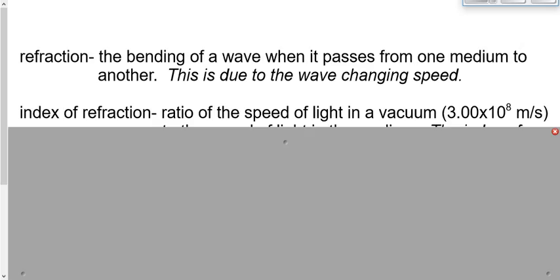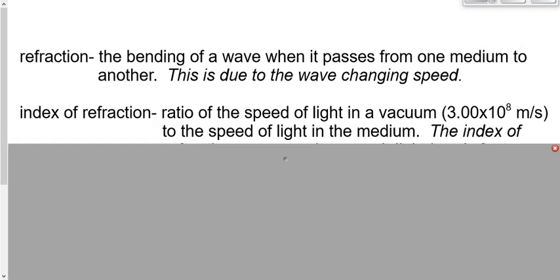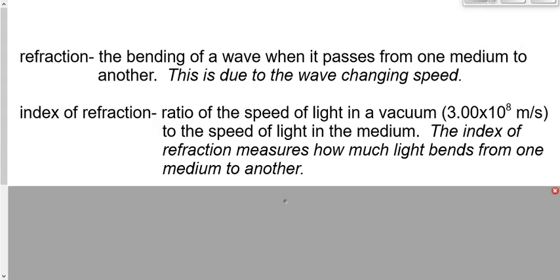So the index of refraction, we define it as the ratio of the speed of light in a vacuum, which is always 3 times 10 to the 8 meters per second, to the speed of light in the medium. Now, what does it really do? What does it really tell us? It tells us how much light bends. So my wife's glasses that have this super high index of refraction bend light more.